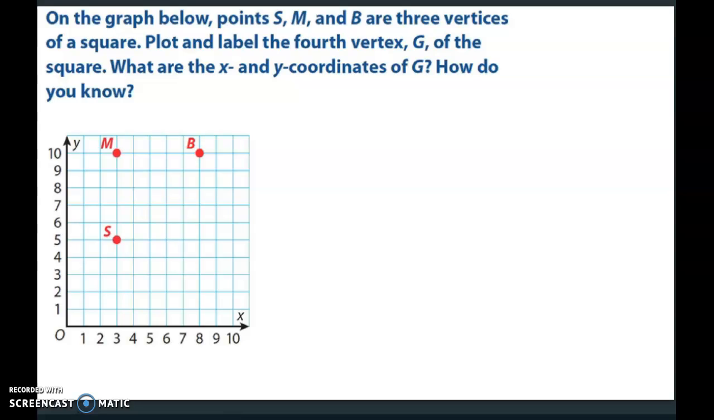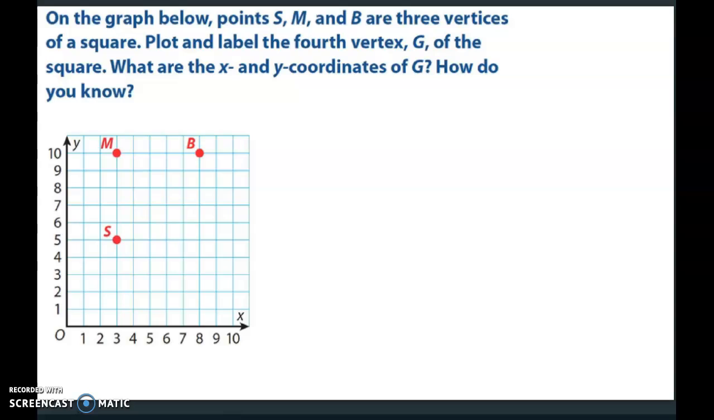All right, guys, so this week we're going to be focusing on pushing our thinking about what we know about coordinate grids and problem solving with it, and really understanding what the grid is telling us and figuring out certain patterns. So look at this question.